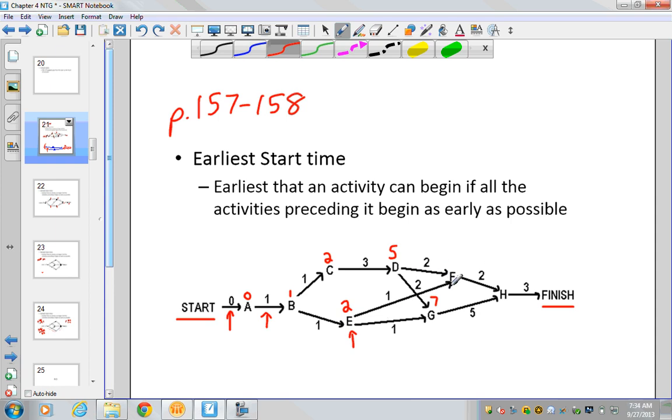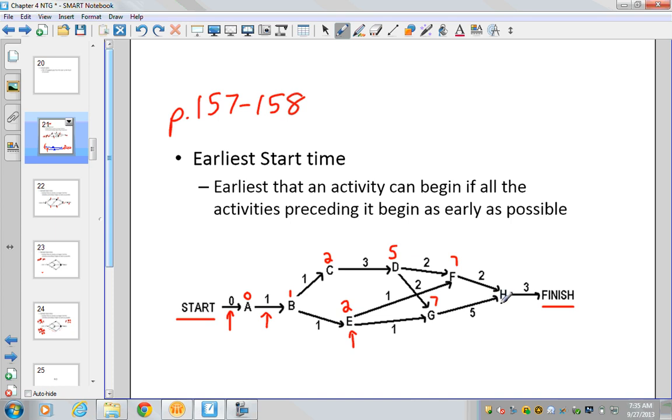All right, let's look at F. Notice we have two arrows going into F. D can get to F at the 7 minute mark. E can get to F at the 3 minute mark. Well, 7's going to win. So notice once again, G and F have the exact same EST, or earliest start time, which means they're going on simultaneously.